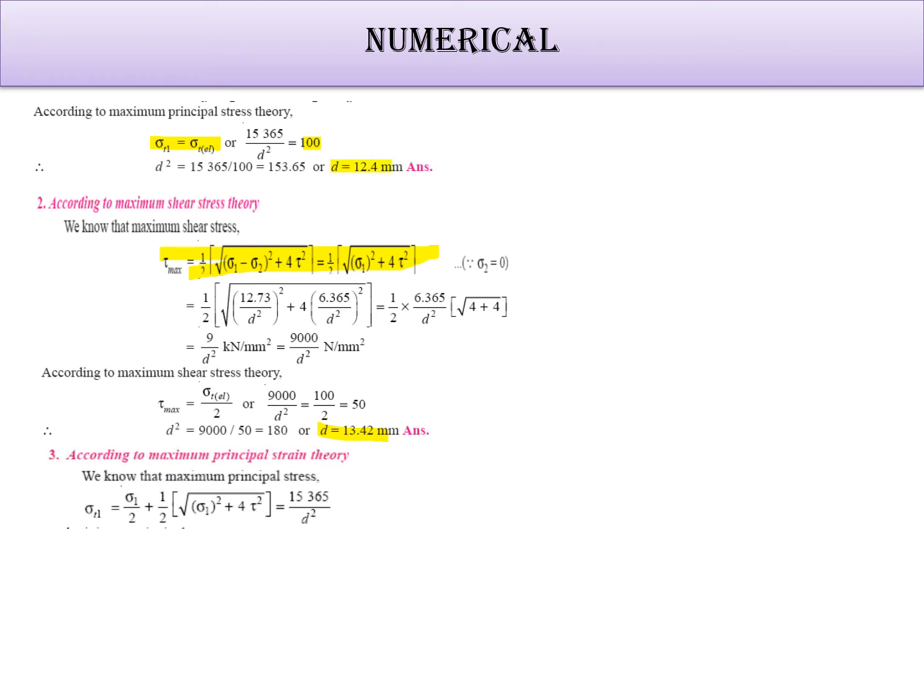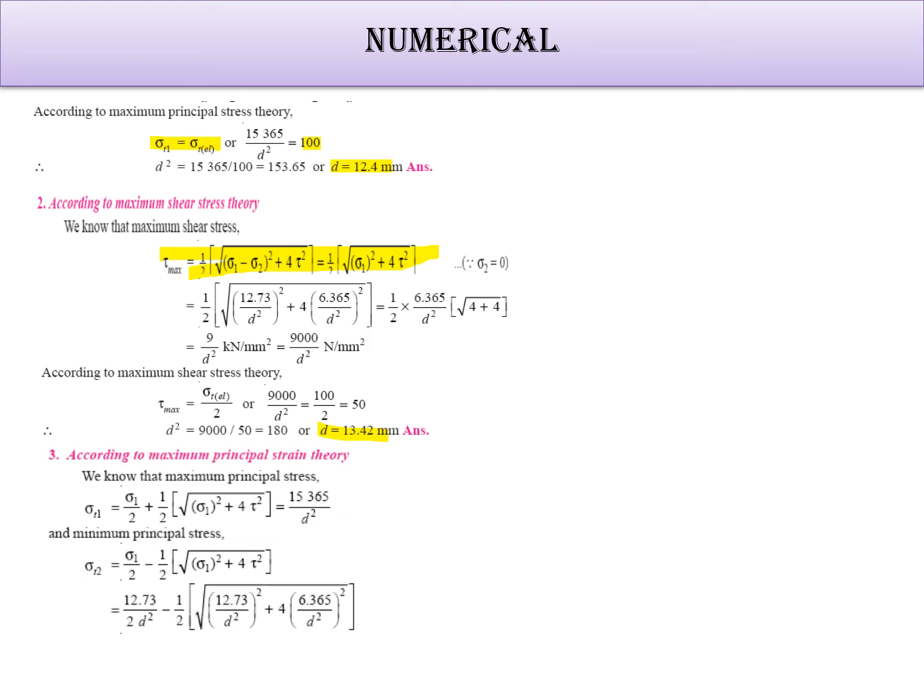Okay. Now same thing for the principal strain theory. We have the value for maximum principal stress. Now minimum principal stress, only we have to put a minus sign here. We put that value here, we calculate it, and after calculating we will get a value that is minus 2.635 upon d square. This is the negative value which we are getting. It is the minimum value.